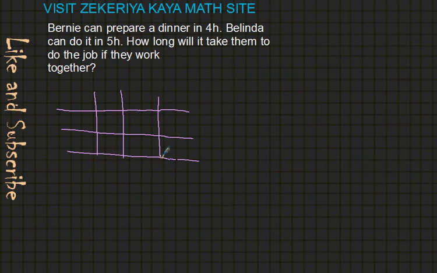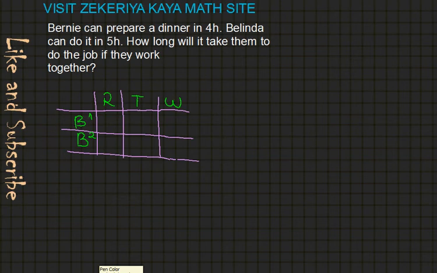So this is exactly the same question. This is the first type of questions. They give you the time which is working alone for each person, Bernie and Belinda. Both of them make it the one and the two. Then you change the colors, students. Choose some colors which are open color. Do not choose it from the right side, okay?